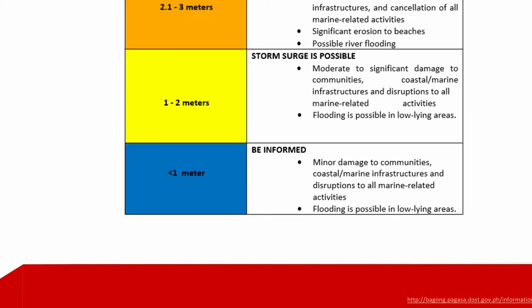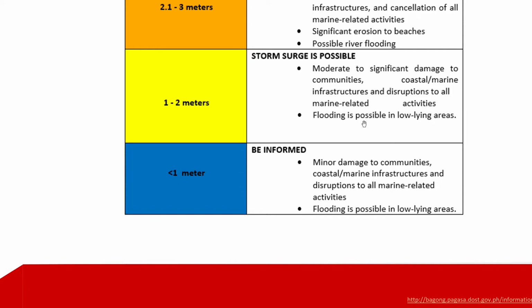This means there is minor damage to communities, coastal or marine infrastructures, and disruption to all marine related activities. And flooding is possible in low-lying areas. At this stage, we are informed that there is a formation and the high tide is actually higher at this point.